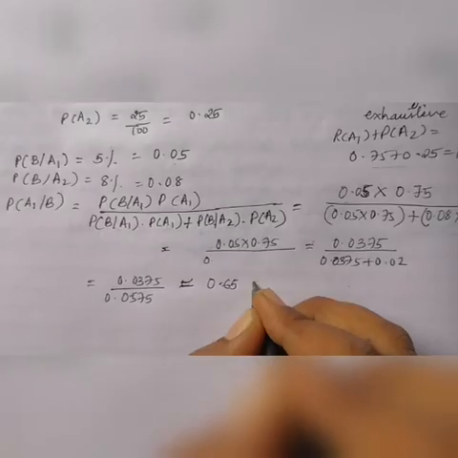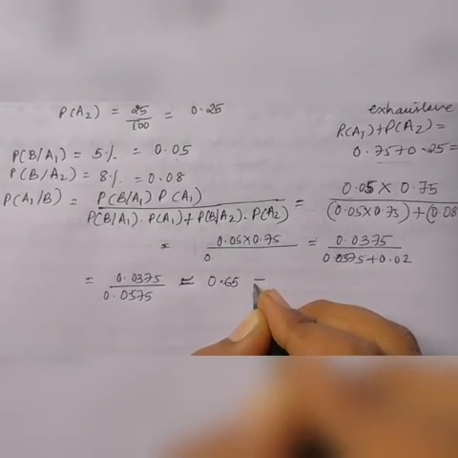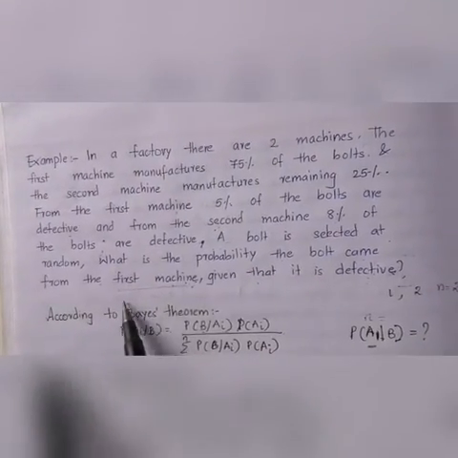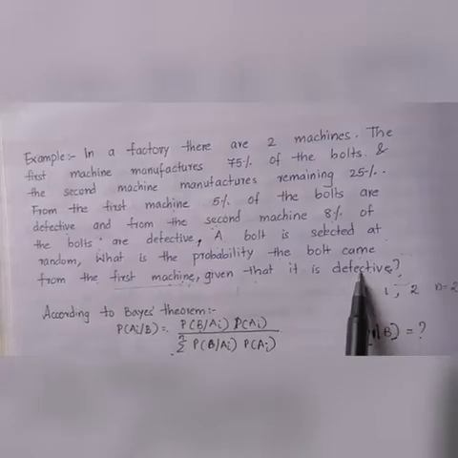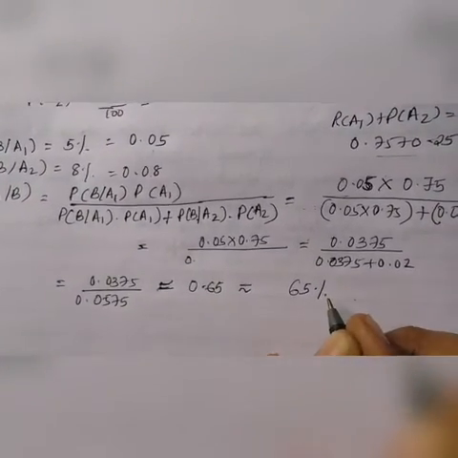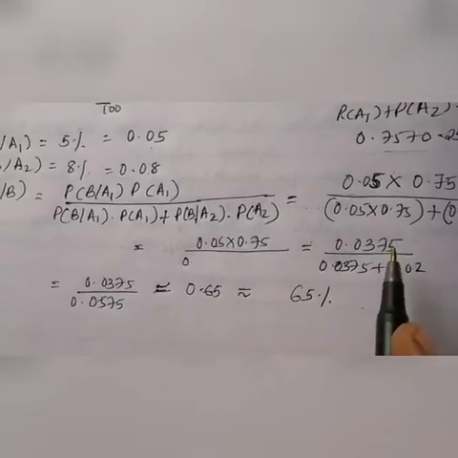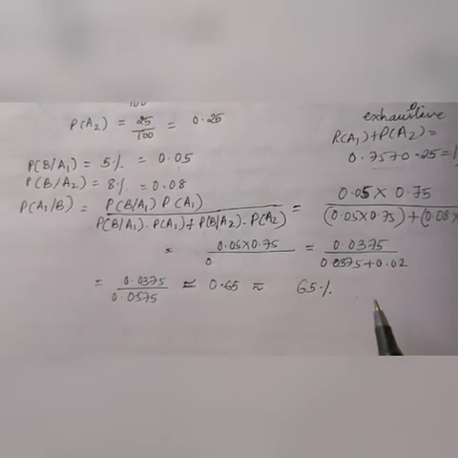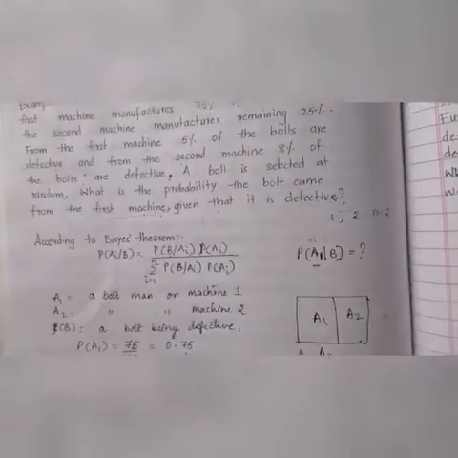So how will you write it? How can you write the interpretation? If you look at the question, they asked us what is the probability that the bolt came from the first machine given that it is defective. So there is a 65% chance that the bolt that has been selected at random is manufactured from the first machine and is defective.